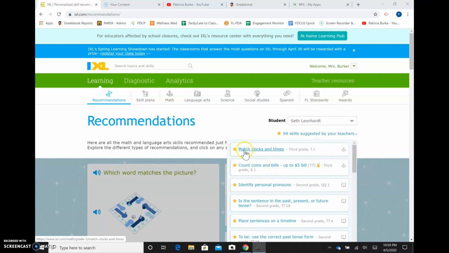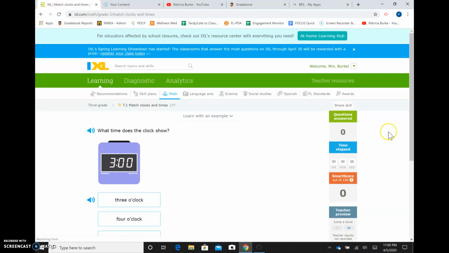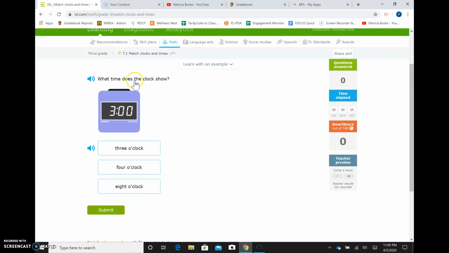Your second assignment this week will be match clocks and times. You haven't started it, so let's take a look at that. All right, so it will read to you, and it says, what time does the clock show? Well, let's see. It shows 3 o'clock. It looks like it will read you the options, 3 o'clock, 4 o'clock, 8 o'clock. So you would pick, of course, 3 o'clock.